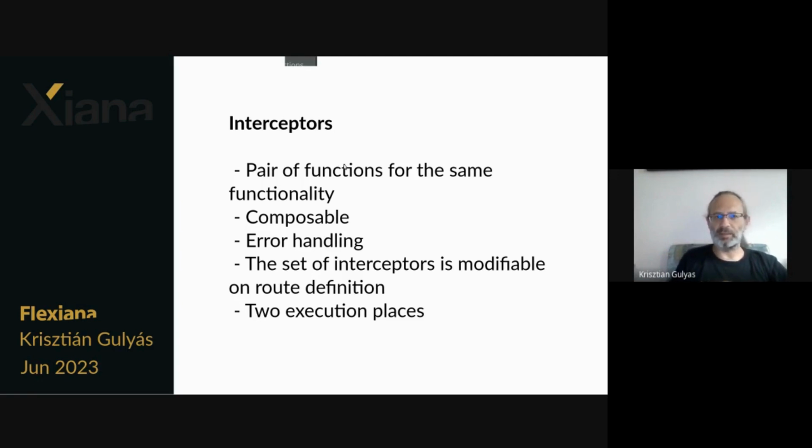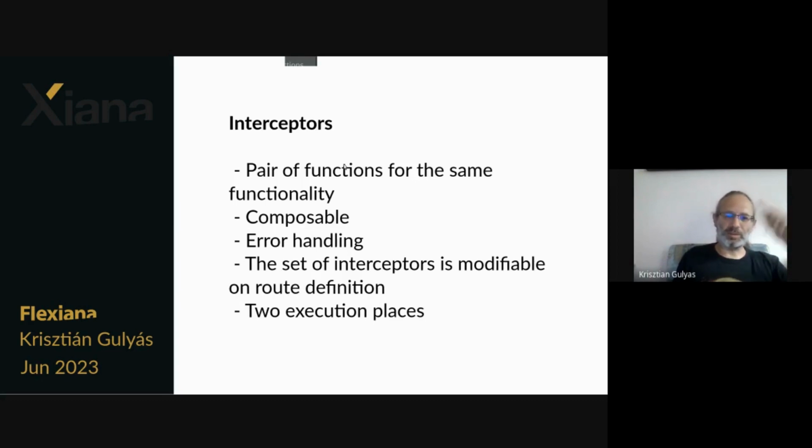You can find the documentation about it on the web page. Basically, it starts the execution from the beginning of the interceptor chain to find an error handler. It's sometimes hard to get, but it's worth reading. And as I mentioned before, it's modifiable on the route definition.